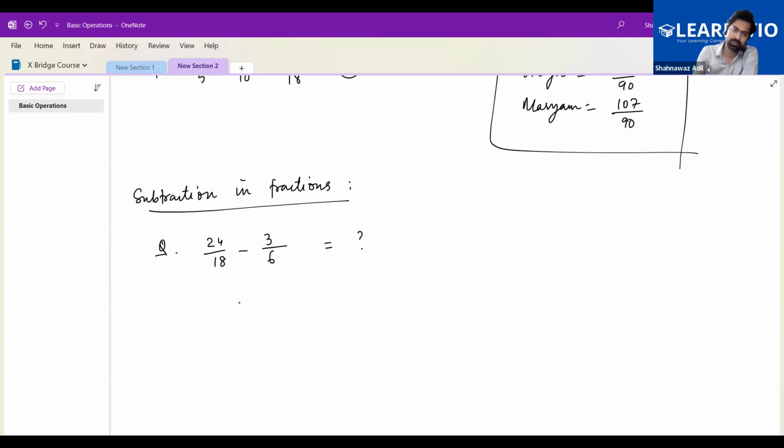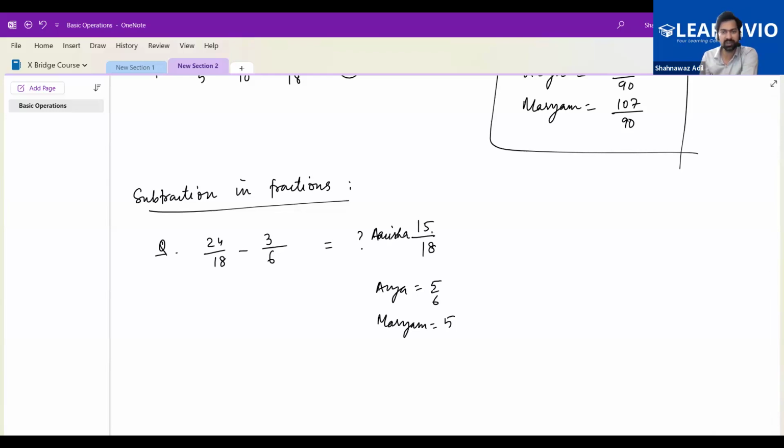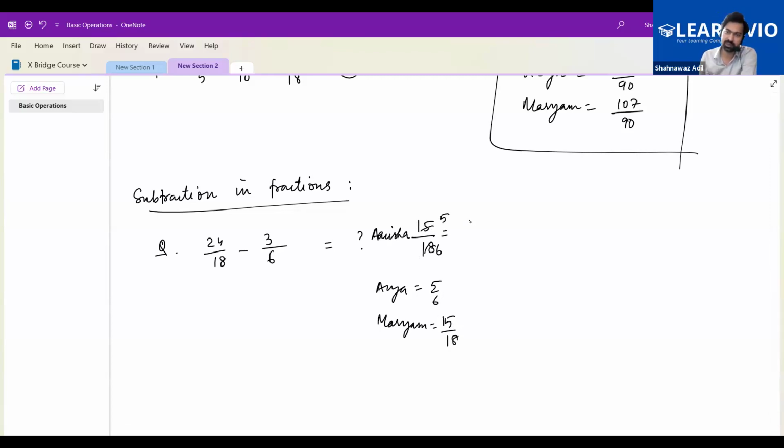Sir, I got 15 by 18. Yes, sir. Sir, I also got 15 by 18. I got 5 by 6. Yeah, so Arya got 5 by 6. Are we not supposed to simplify it? Yeah, so you can simplify it further, right? If it can be simplified further, we have to write the simplest answer. So all of you guys are correct, and we have to simplify this further. So this would be 5 by 6.